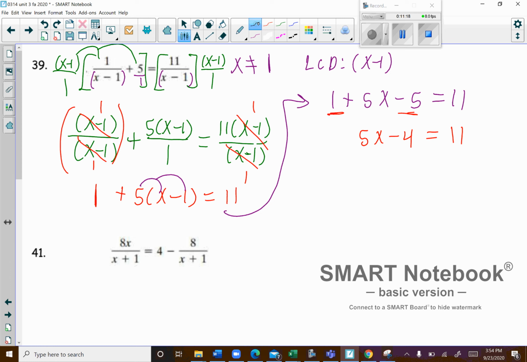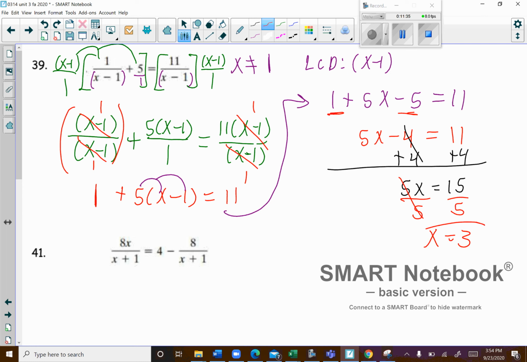And then now we'll go ahead and add 4 to both sides. So we got 5x equals 15. Then we'll divide by 5 on both sides. And we get x equals 3. And that's not my restricted value. So that is a good answer right there.